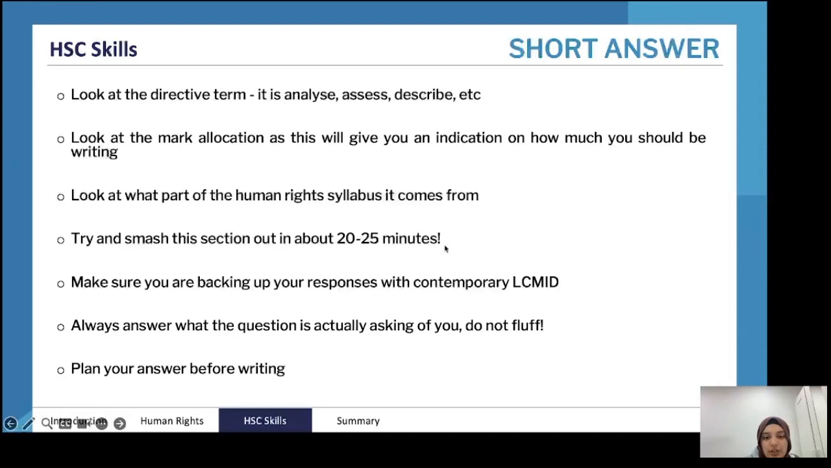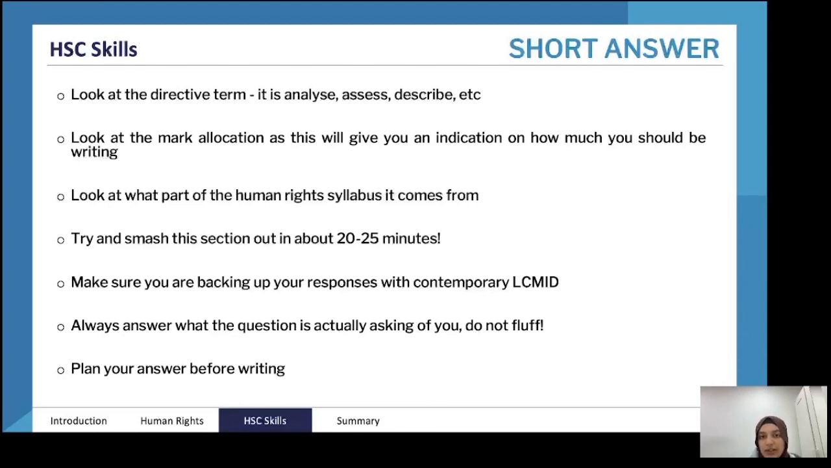Try and smash this section out in about 20 to 25 minutes, again to leave more space for your essays, which are a significant chunk of your marks for the HSC exam. So just really try and work through that, because the more confident you feel in trying to complete that, the less time you'll feel like you need to complete that, whilst also achieving a high level of accuracy.